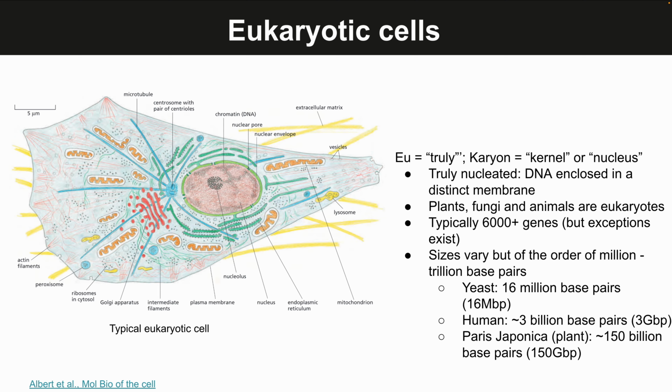Humans have 3 GBP, so this is gigabase pairs of genome size. And finally, we have plants, which are actually even higher. Okay. Why should plants have the highest length? We are the most complex and we are the most smartest people, right? Or organisms.